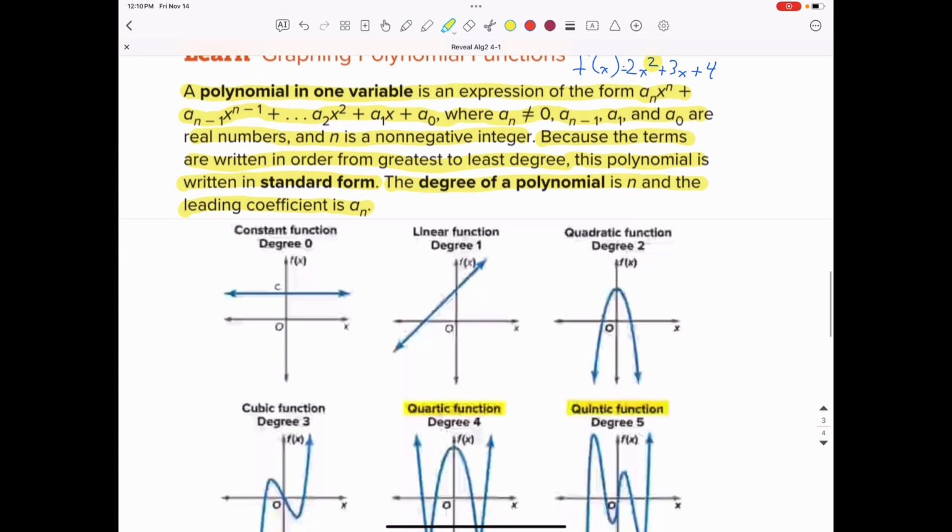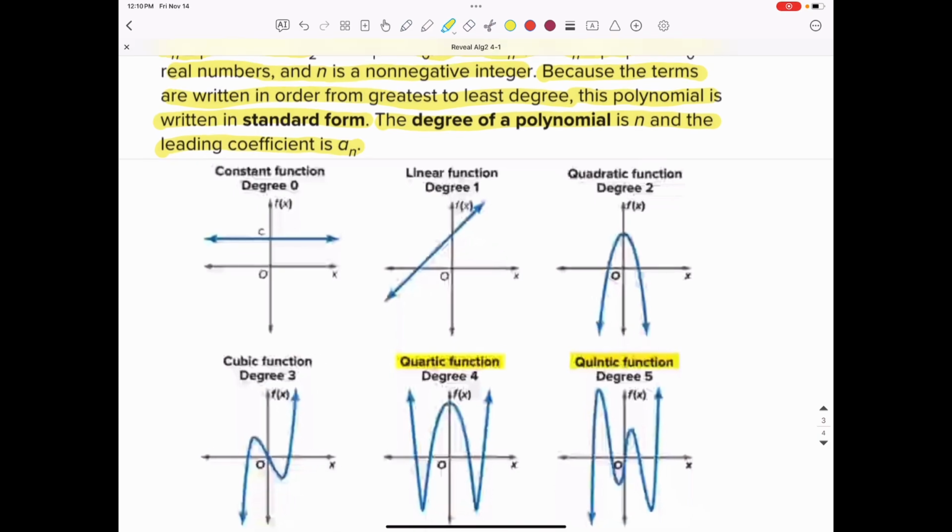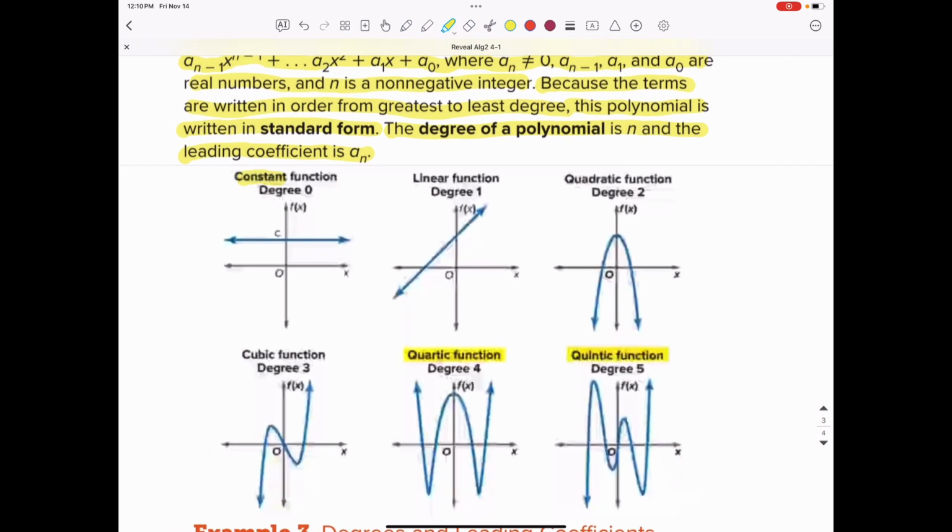So here's some examples of what graphs look like with certain degrees. A degree of 0 is referred to as a constant function. If it has a degree of 0, it means it has no variable. It might be just simply in the form of f of x equals 2. With no x, that means the y value is always equal to 2, and when the y value is the same, it gives you a horizontal line. Notice a horizontal line does not increase or decrease to either side.